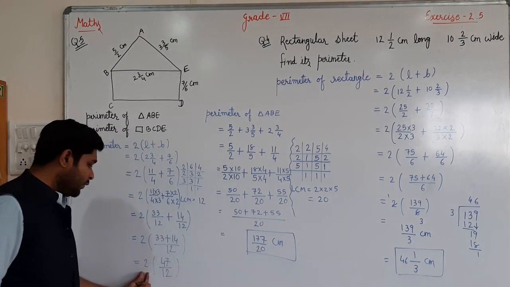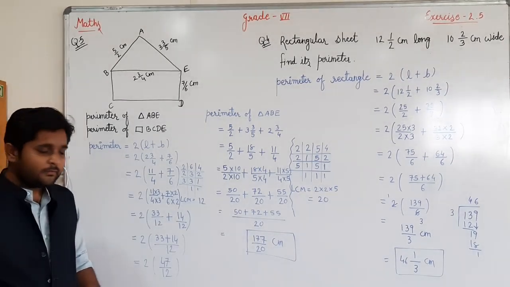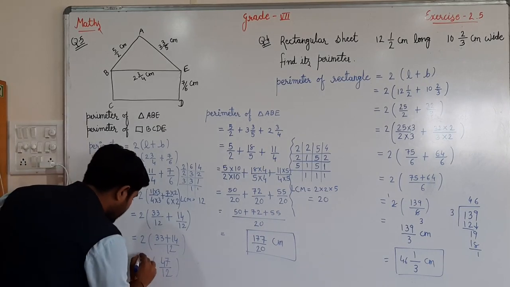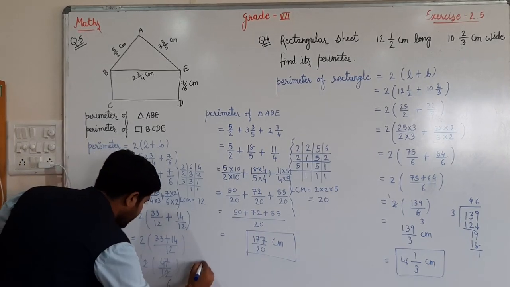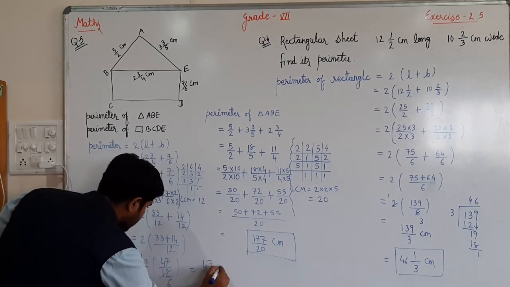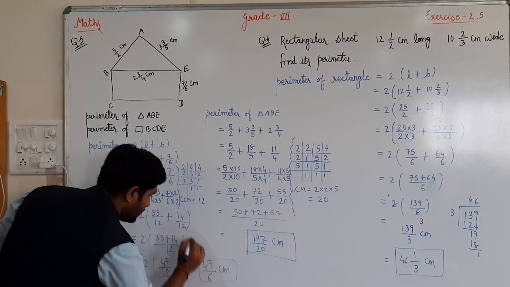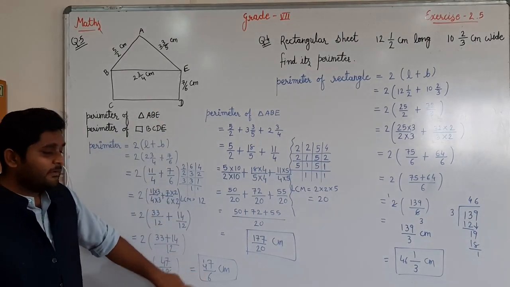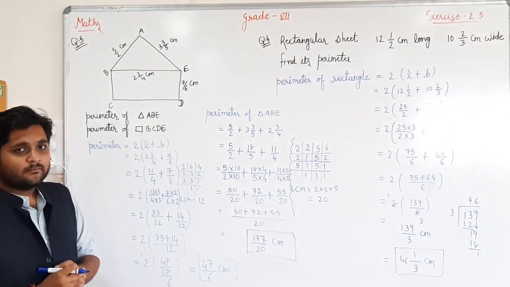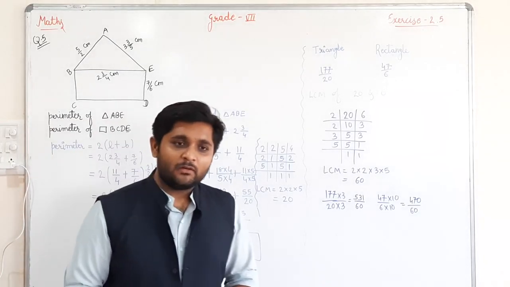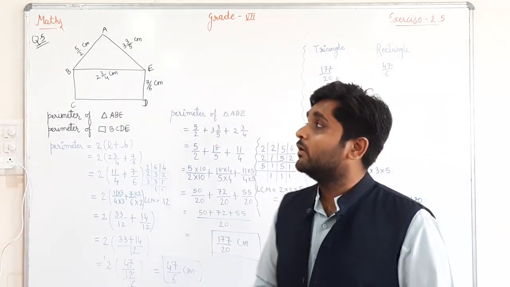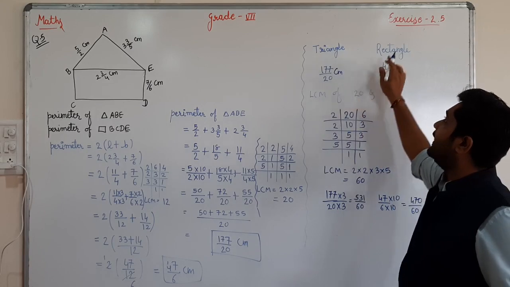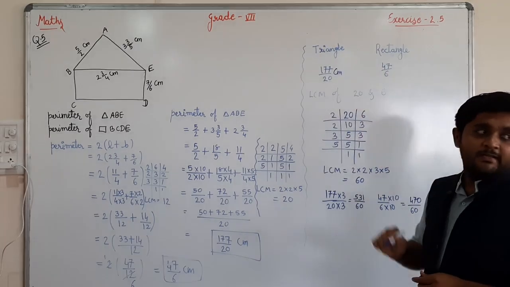Now friends, 2 is multiplied with 47 upon 12, so we can cut 2 and 12: 2 1s are 2 and 2 6s are 12. So our answer will be 47 upon 6 centimeter. This is the perimeter of the rectangle. So friends, here we got the perimeter of the triangle and the rectangle both. The perimeter of the triangle is equal to 177 upon 20 centimeter and the perimeter of the rectangle is equal to 47 upon 6 centimeter.